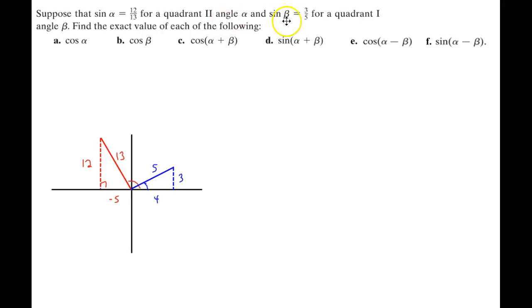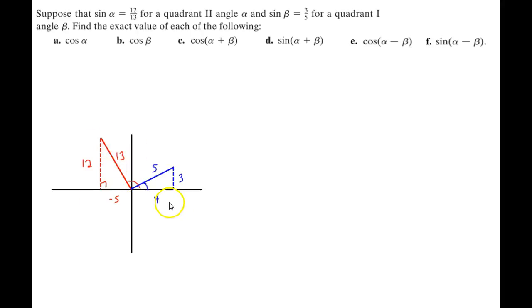And then it says that 3/5 is in quadrant 1. So there's my angle. 3 is opposite, hypotenuse is 5. The Pythagorean theorem says this has to be 4. Because I'm in quadrant 1, I'm going to keep it positive 4. But again, the other one is negative because it's quadrant 2. We went left and then up to the top of the triangle.